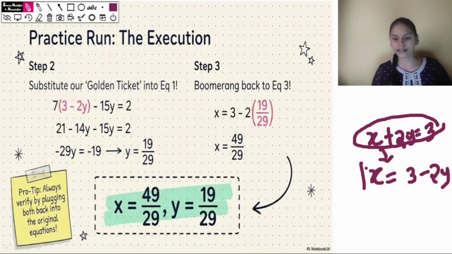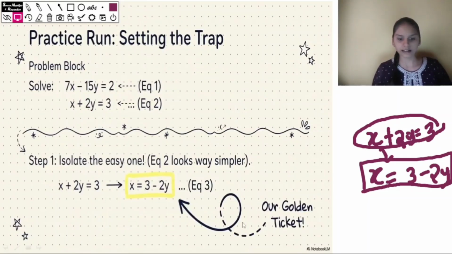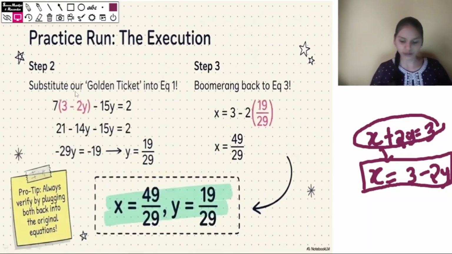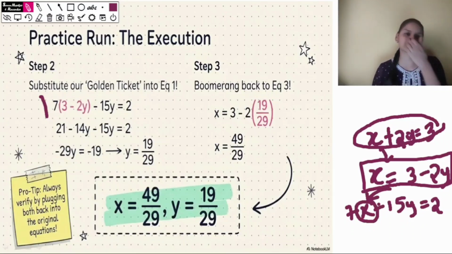This was our golden ticket. If you have observed, it was written on the back slide. I'll show you. Yeah, here it is, our golden ticket. So we are going to substitute that golden ticket into the second equation. What was the second equation? It was 7x minus 15y is equal to 2. Wherever there is x, we are going to substitute this.